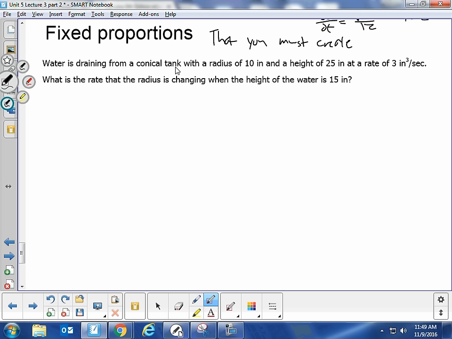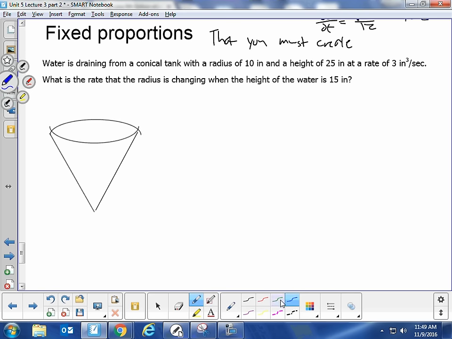We got water draining from a conical tank. Now, a conical tank is going to be vertex down, looking like this. This is our tank. We got water in this tank, and we're going to be talking about the volume of this water. Now, the radius of the tank is 10. The height of the tank is 25. The water's draining at 3 cubic inches per second, so that would be dV/dt.